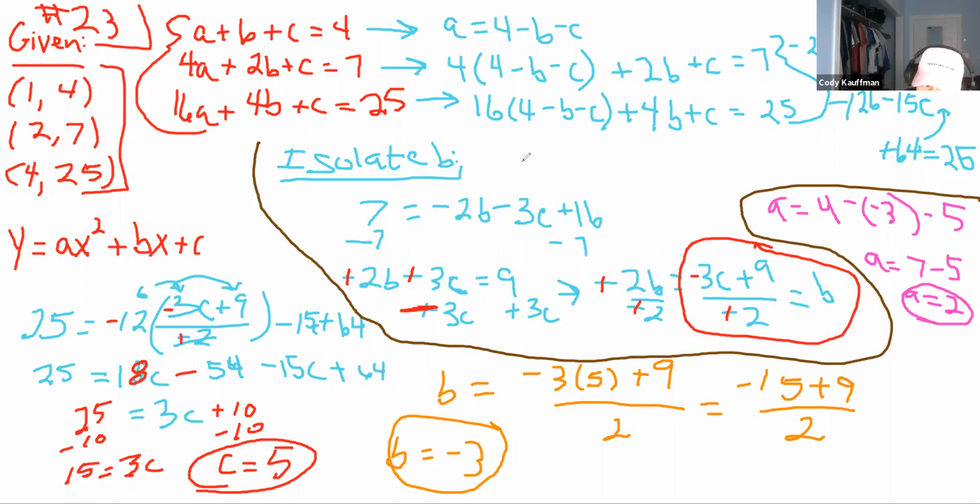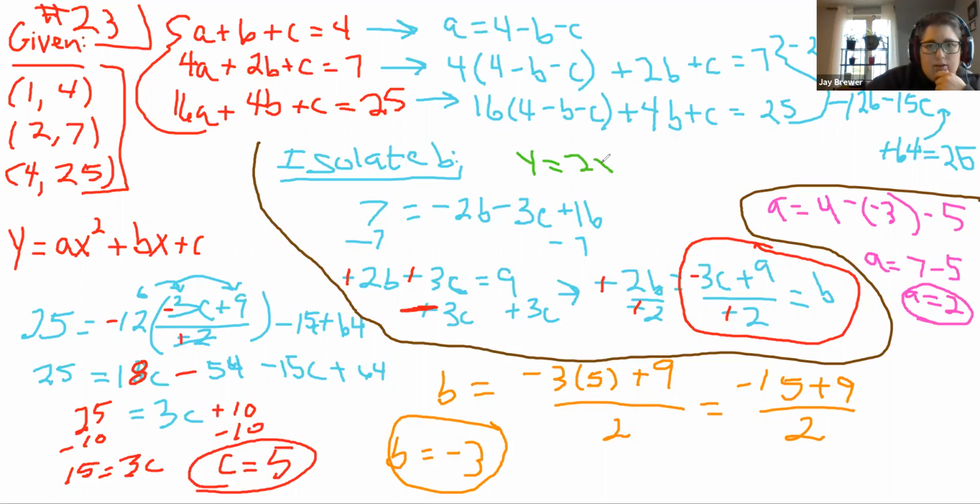I think there's one more step. There is. We have to plug it into the standard form. So 2x squared minus 3x plus 5. That's technically your last step.